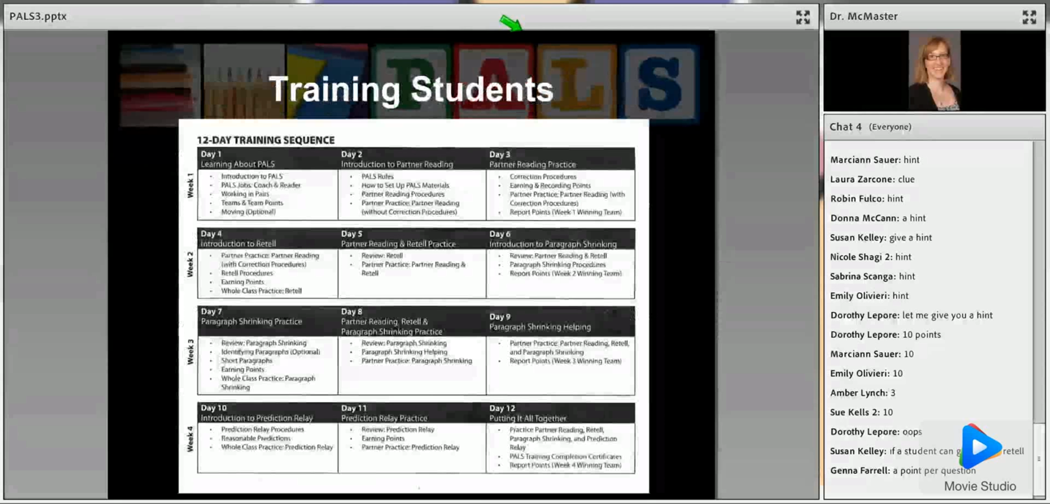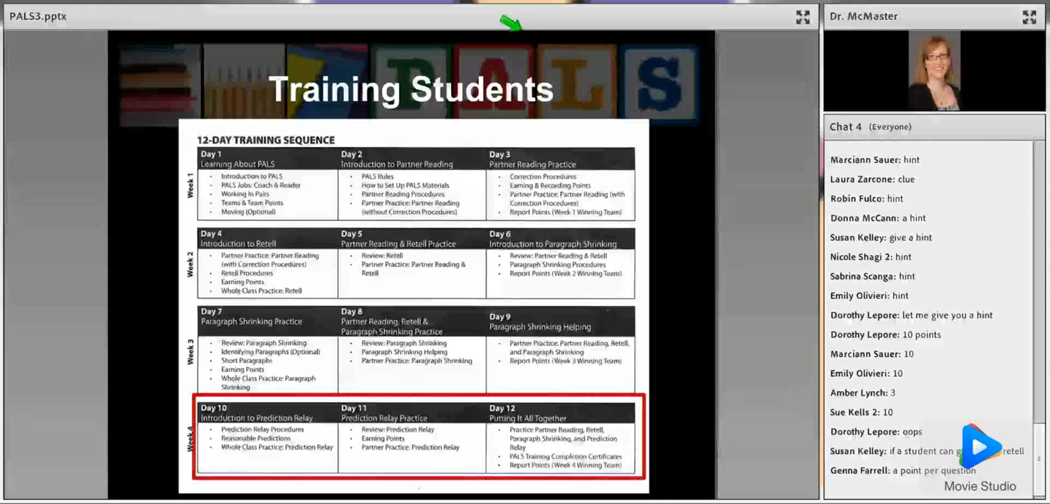Okay. So if there are no other questions, I'm going to move on to prediction relay. And prediction relay is introduced in day 10. In day 11, there's time for more practice. And by day 12, you should be able to put everything together. So partner reading, retell, paragraph shrinking, and prediction relay would be covered all together on day 12. And after that, PALS stays the same with all of those 4 activities implemented in every session.